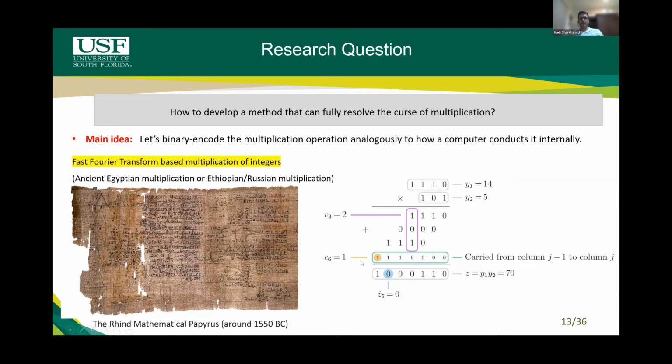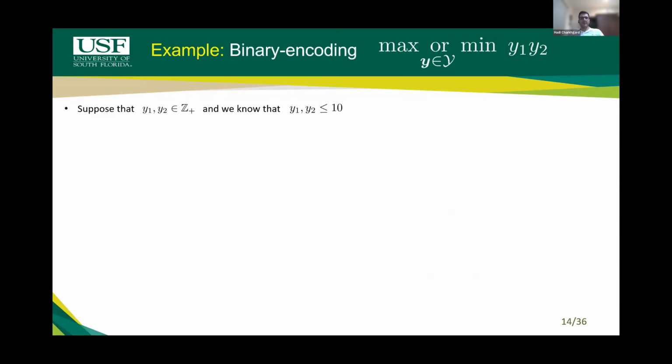So we basically want to apply the same principles in order to write down a binary encoded version of the multiplication that we have. What does that mean? I'm going to explain that using a simple example. In this simple example, I'm assuming that we have only two values, y1 and y2, and I'm going to multiply them together. So let's see how we can do that.